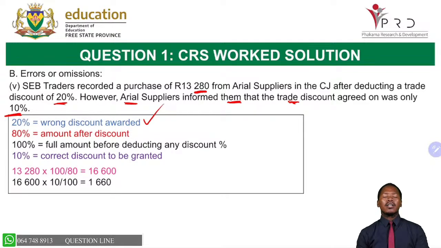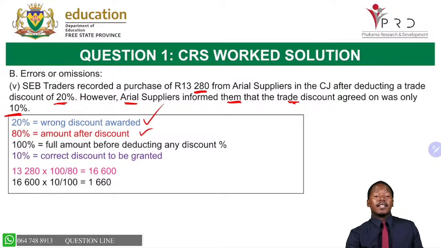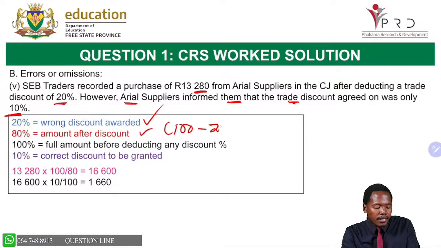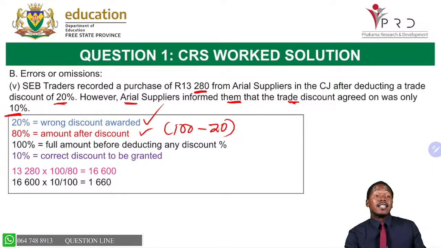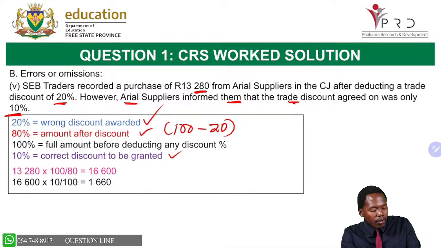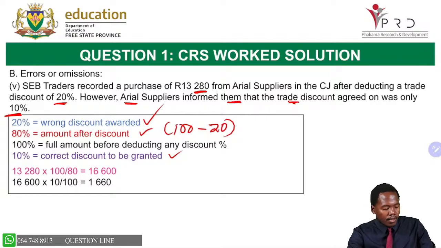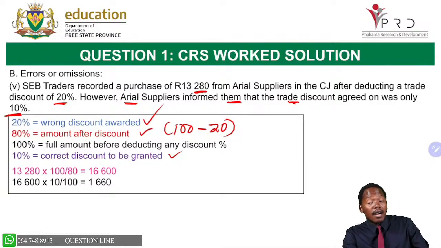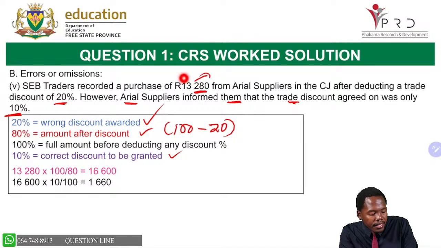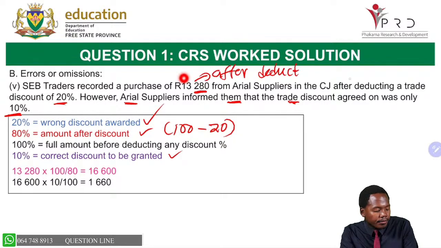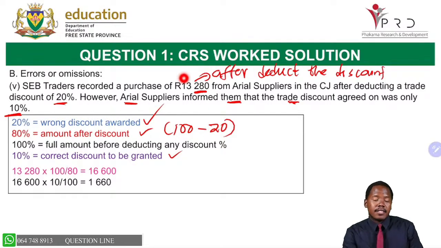20% is just the wrong discount we have awarded ourselves. 80% is the amount after the wrong discount was taken into account, which is 100 minus 20. 100% is the full amount before deducting any kind of discount. 10% is the correct discount granted. Now, let us get the full amount, because the 13,280 is after deducting the discount, the incorrect discount to be precise.